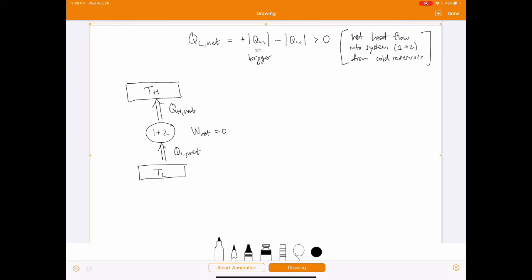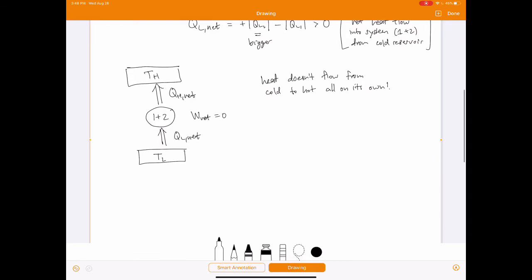Okay, there's something very wrong with that picture. Heat doesn't flow from cold to hot all on its own. And that's what this picture is showing us. We're just seeing that heat is flowing out of the low temperature region and into the high temperature region without anything else going on. That's not possible. This actually violates the second law of thermodynamics, as we're going to see.